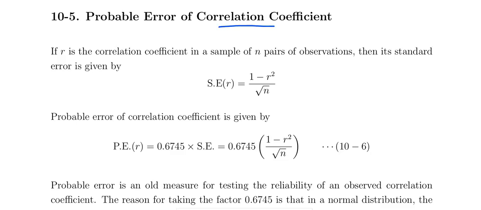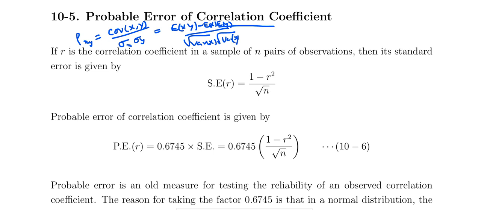Correlation coefficient: if r is the correlation coefficient in a sample of n pairs of observations, how do we find the correlation coefficient in general? Rho xy, the correlation coefficient of x and y, is the covariance of x comma y divided by sigma x into sigma y. That is nothing but E of xy minus E of x into E of y, divided by sigma x into the square root of variance of x, the square root of variance of y.